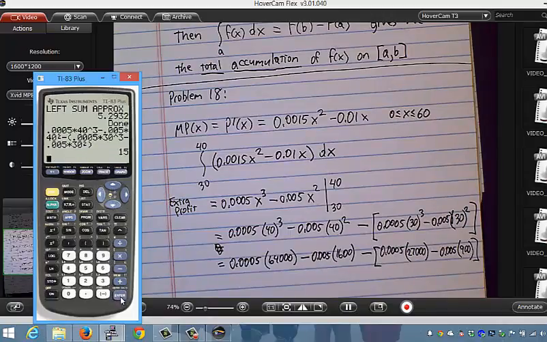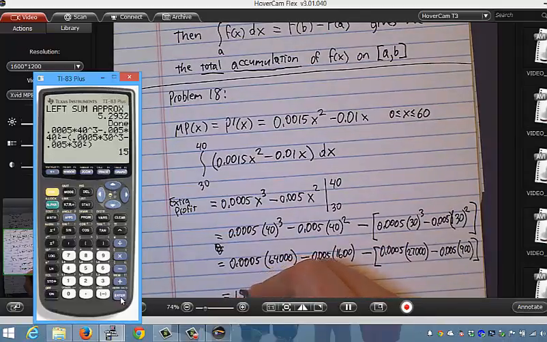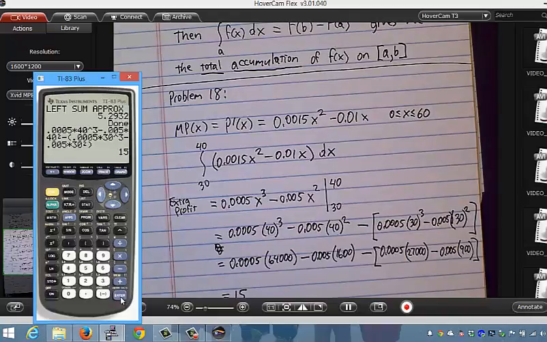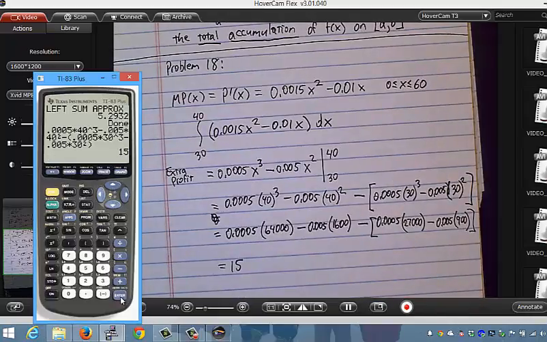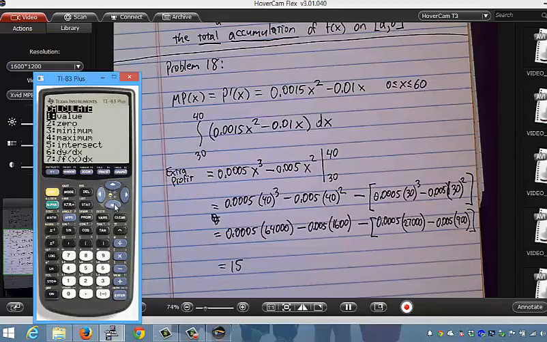What a nice number. I also had this thing in the graphing calculator, so I can double check my work here. If I go to the graphing calculator and use choice 7, we can integrate again from 30 to 40 and see if I get 15, and then I'll say yeah. Okay, so I'm happy with my answer, right?